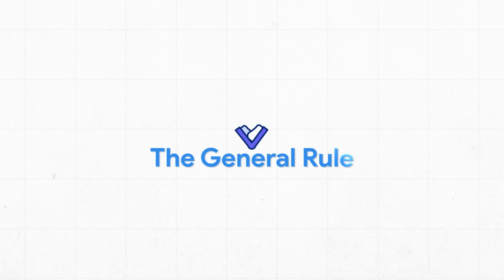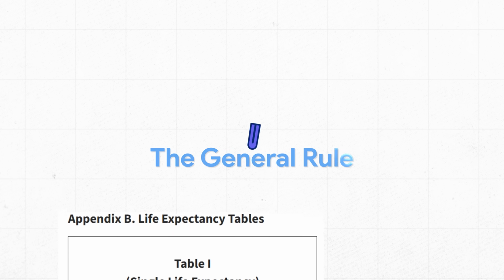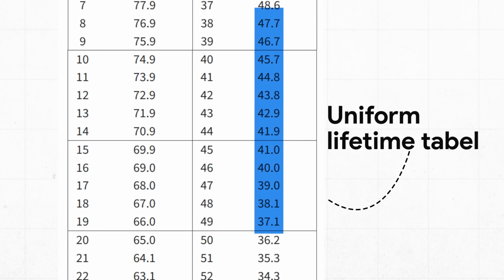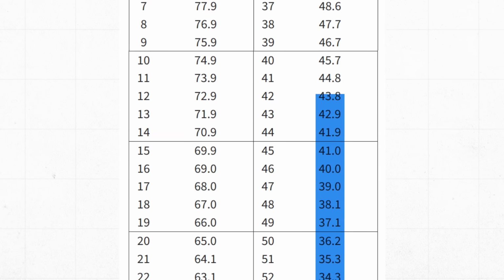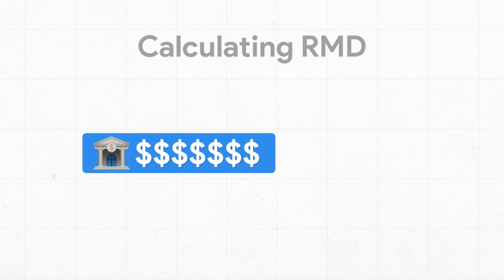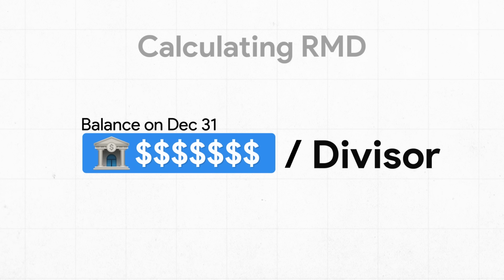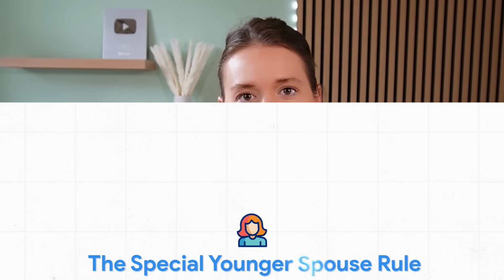Normally, required minimum distributions are calculated using what's called the Uniform Lifetime Table. This table assumes that you either don't have a spouse or you have a spouse who's roughly the same age as you, and it gives you a life expectancy factor, basically a divisor. And you calculate your RMD by taking your December 31st balance and dividing by that number. It's the standard rule that applies to the vast majority of retirees.